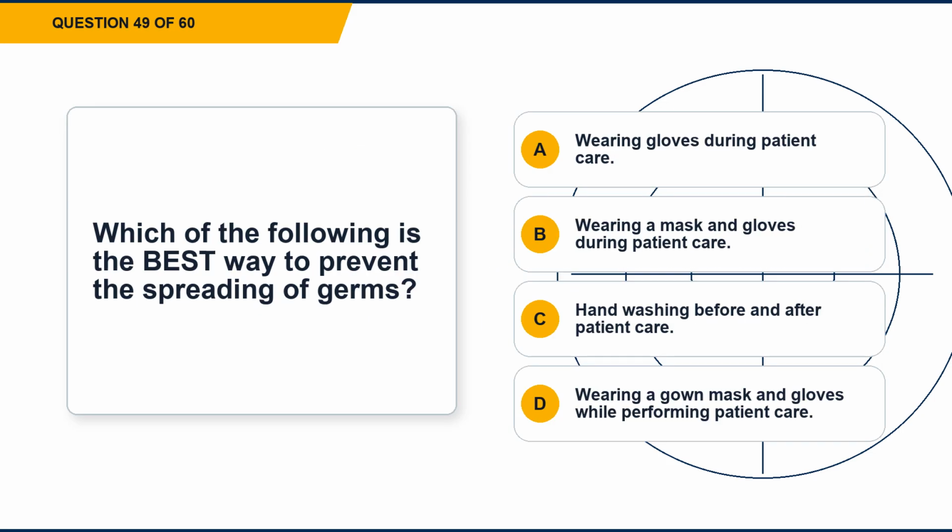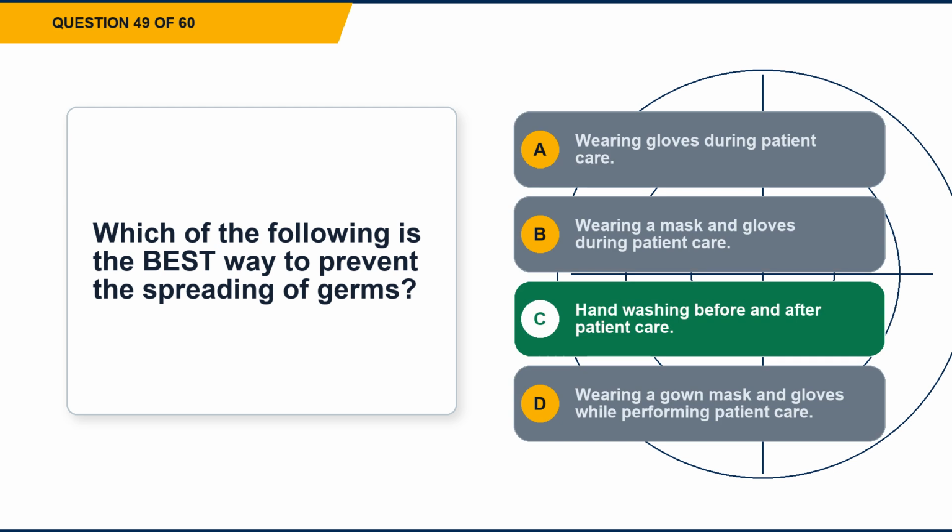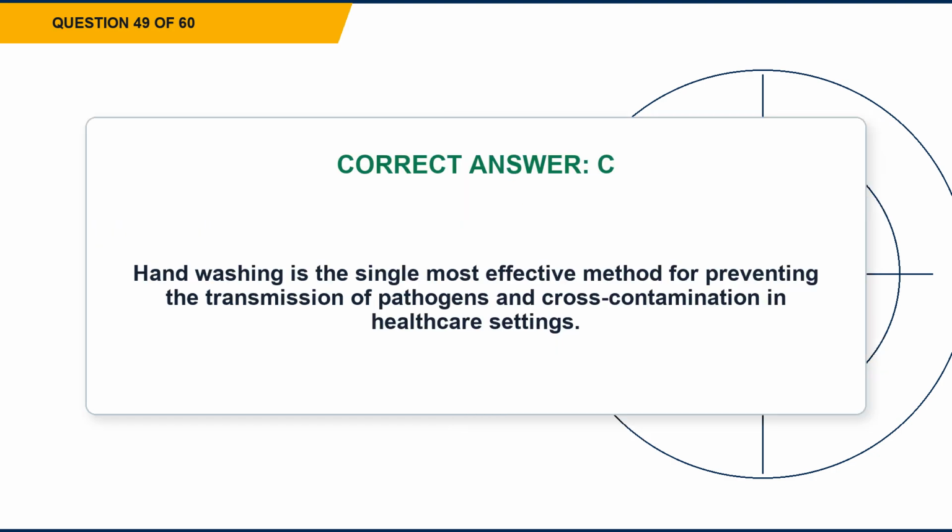Question 49. Which of the following is the best way to prevent the spreading of germs? Option A, wearing gloves during patient care. Option B, wearing a mask and gloves during patient care. Option C, hand washing before and after patient care. Option D, wearing a gown, mask and gloves while performing patient care. The correct answer is option C, hand washing before and after patient care. Explanation. Hand washing is the single most effective method for preventing the transmission of pathogens and cross-contamination in healthcare settings.